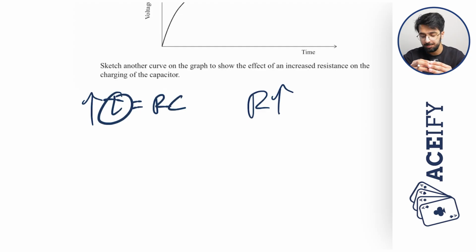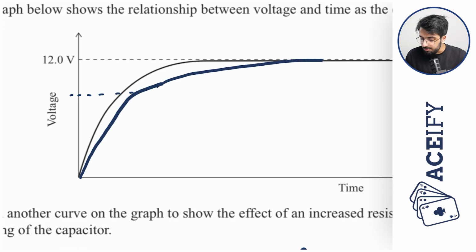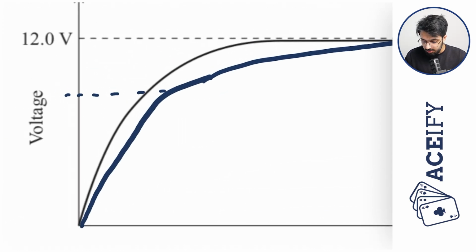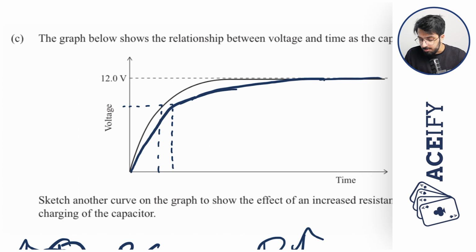inductor to rise to 63% of its previous value. And so if it takes a longer time to go to 63%, let's say 63% is roughly right here, that means the graph is going to be slightly less steep. It's going to eventually flatten out to the same value. Previously it took this amount of time to go to 63%, but now it's taken this amount of time, so a slight increase in time. And this should be perfectly straight, but whatever.